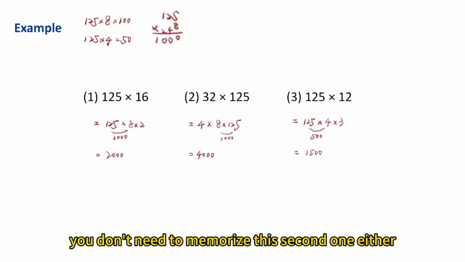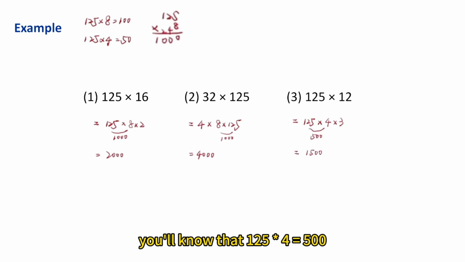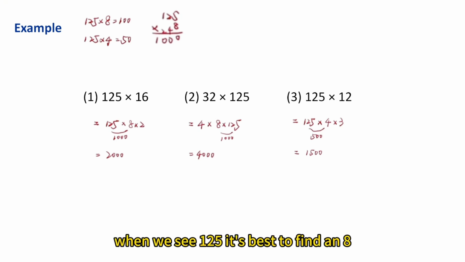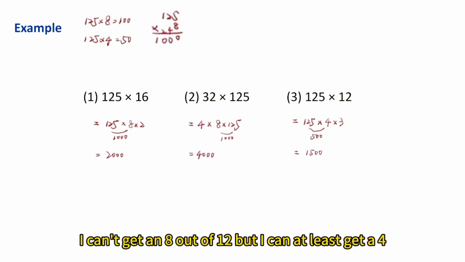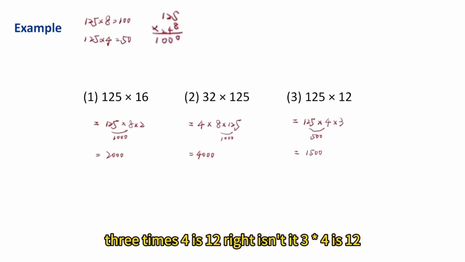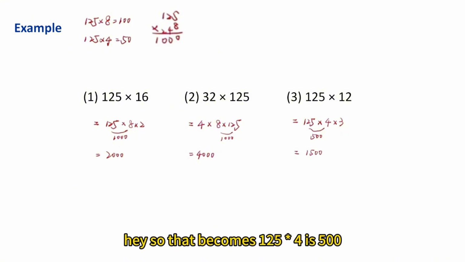You don't need to memorize this second one either, because if you can remember that 125 times 8 equals 1000, you'll know that 125 times 4 equals 500. So it's the same logic as with the 25. When we see 125, it's best to find an 8. If you really can't find an 8, a 4 will have to do. I can't get an 8 out of 12, but I can at least get a 4. 3 times 4 is 12, right? So 125 times 4 is 500.